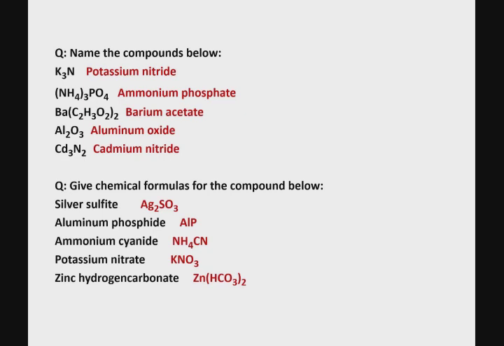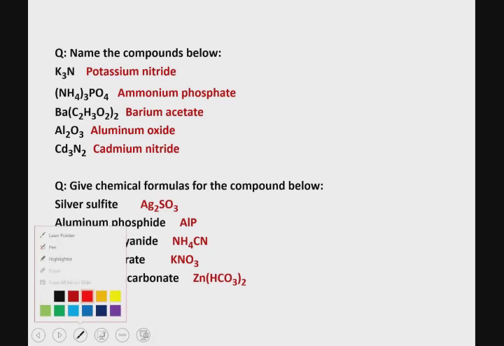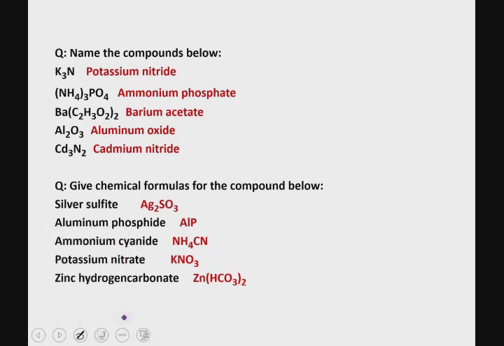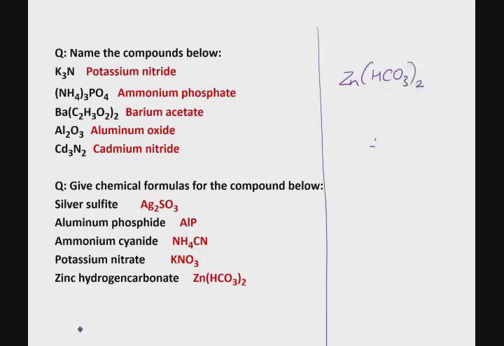Now, before we end this session, I want to ask you a quick question. If I gave you a chemical formula, let's say I gave you this formula, Zn(HCO3)2. And the question I was going to ask you says, identify the ions in the following. And this was the compound or the chemical formula given. How would you do that?